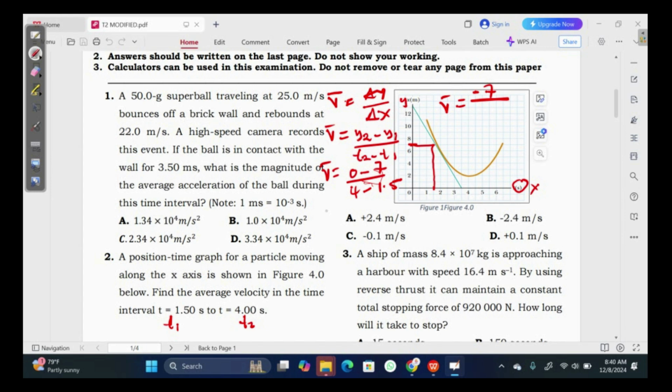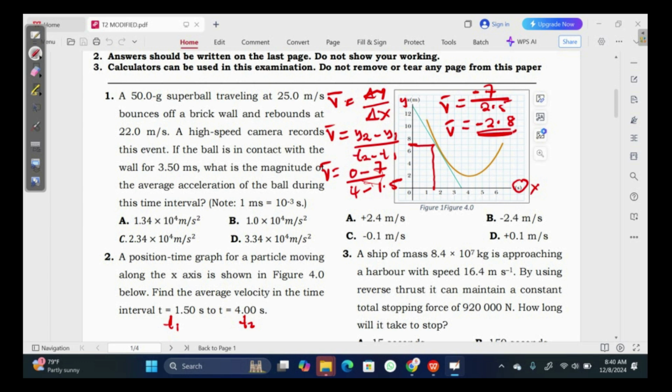2.5. I'll put here 2. If we divide, what will be our average velocity? Are you sure? -7 divided by 2.5. Okay. So -2.8.